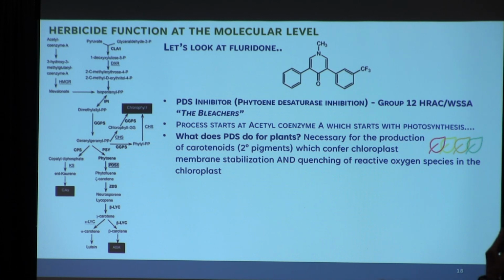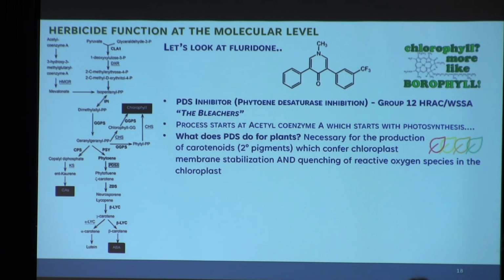So we'll look at fluridone. You guys have heard of fluridone as a PDS or phytoene desaturase inhibitor. This one's actually kind of cool. What does phytoene desaturase do? Well, phytoene desaturase in plants is critical to the formation of secondary pigments, right? So your xanthophylls, your carotenoids, all of those. The plants that turn, or the leaves that turn color in the fall. Is anybody completely bored yet?